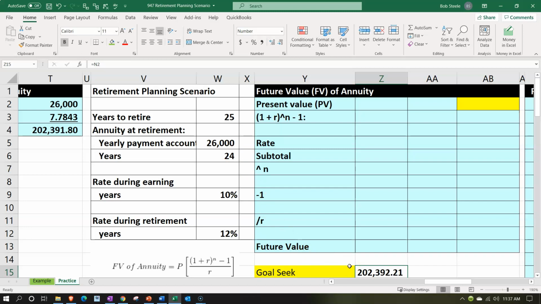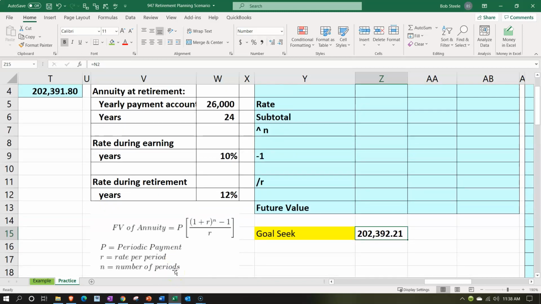Now, normally when we do a future value type of calculation, the end result is the future value. But right now, what we want to do is back into the payments so that we can get to the future value. So one way we could do that is, of course, take this formula and then back into P. So the future value would be the 202,392.21 equals P, unknown, times 1 plus R. And R in this case is going to be the 10%.